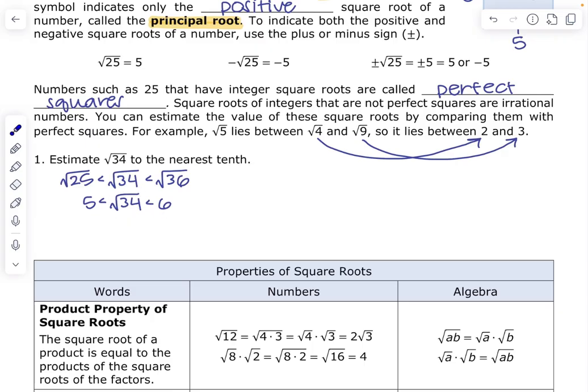So I'm going to test a bunch of different options in my calculator, okay? So I'm going to start with 5.6 squared, right? Because we know it's got to be closer to 6 than it is to 5. So it has to be greater than 5.5. And we're going to test all of these guys.